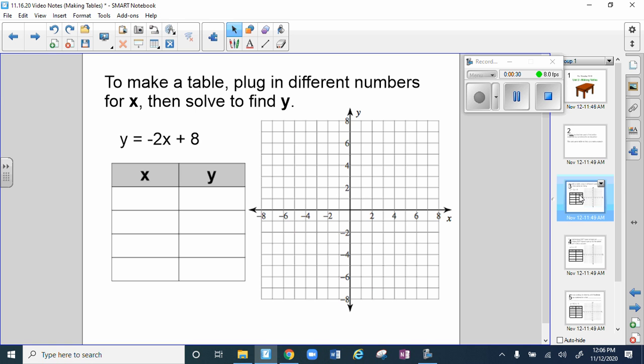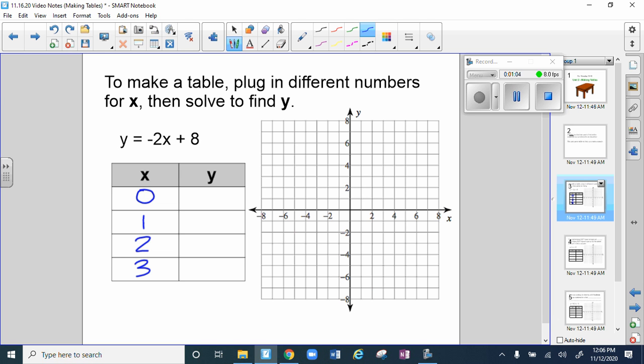Make sure that you have your note sheet in front of you that I gave you when you were in class so that you can follow along, make good graphs, fill in the tables on there. So to make a table, we're going to plug in different numbers for x, then solve to find y using our equation. So here I have my table, and I'm going to plug in some numbers for x. This is already filled in on your note sheet. But I'm just going to pick 0, 1, 2, 3. And then I'm going to solve to find y.